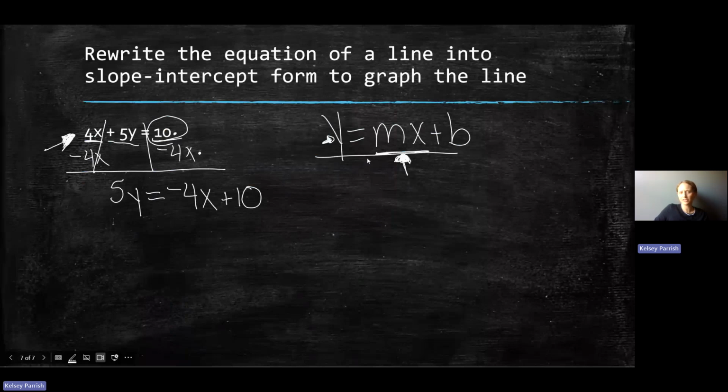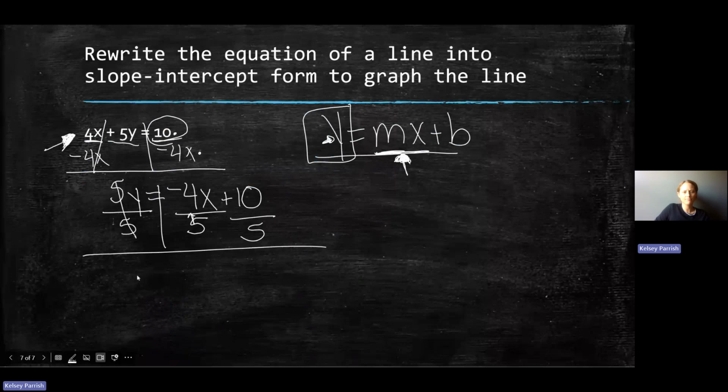I don't have this equation yet. I can't just say, oh, the slope is negative 4. No. Slope only comes when your y term is isolated. So we still have to divide everything by 5. Because 5 divided by 5 cancels. That's going to just stay negative 4/5 x.